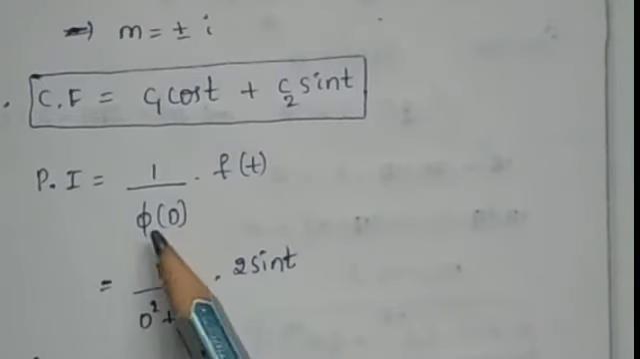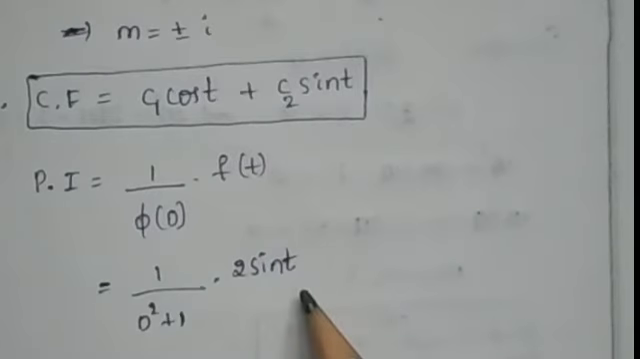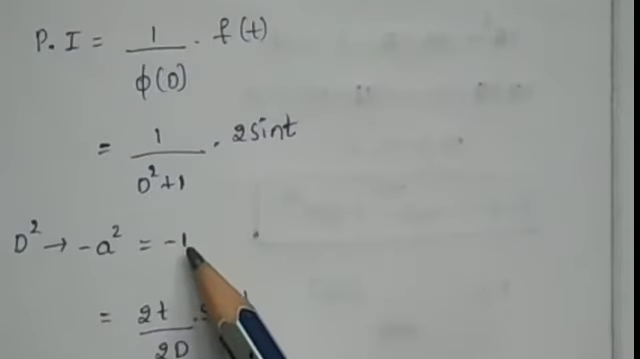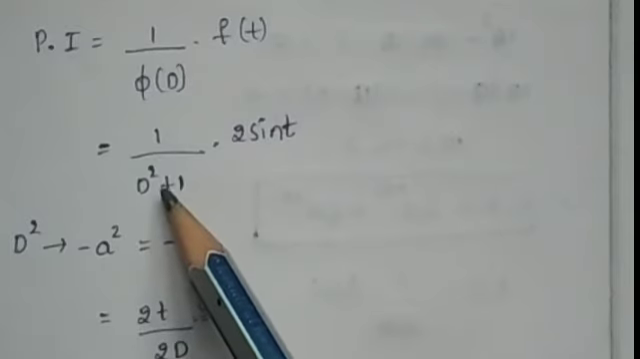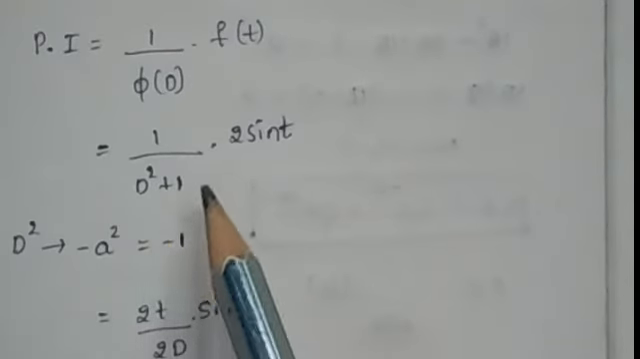1 by phi of D is 1 by (D square plus 1) into f of t, which is 2 sin t, of the form sin ax. You replace D square by minus a square. A value is minus 1. If you replace D square by minus 1, you get 0 in the denominator, hence the case fails. So the particular integral is found out by the exceptional method: you multiply t in the numerator and differentiate the denominator.